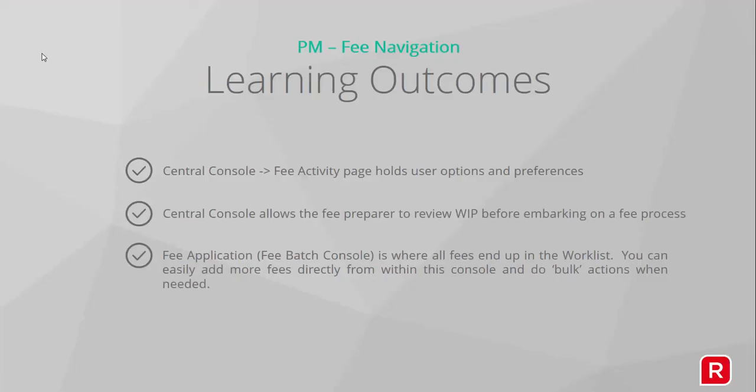So what are our learning outcomes in our fee navigation? We've learned that Central Console has a fee activity page in both the client band and the matter band, and that the user options for the fee application are stored in here. Central Console allows the fee preparer to review the WIP in the WIP summary page in the fee activity before embarking on the fee process.